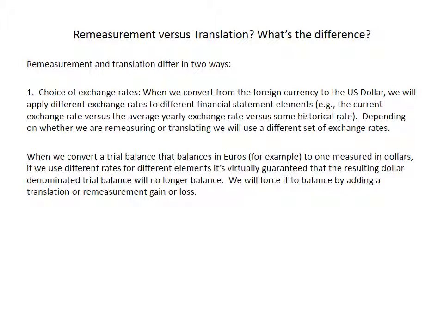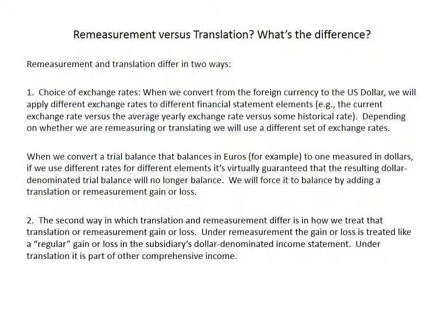When we convert a trial balance that balances in euros, for example, to one measured in dollars, if we use different exchange rates for different financial statement elements, it's almost guaranteed that the resulting dollar-denominated trial balance isn't going to balance any longer. We're going to force it to balance by adding a new account called translation or remeasurement gain or loss. The second difference between remeasurement and translation is what we do with the gain or loss. Under remeasurement, the remeasurement gain or loss is treated like a regular gain or loss in the subsidiary's dollar-denominated income statement, just as it would be if it was a gain or loss on sale of some asset.